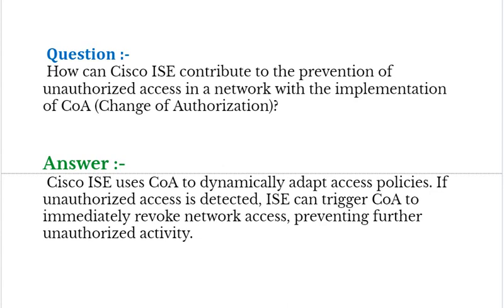Our next interview question is: how can Cisco ISE contribute to the prevention of unauthorized access in a network with the implementation of CoA, that is, change of authorization? Your answer should be: Cisco ISE uses CoA to dynamically adapt access policies. If unauthorized access is detected, ISE can trigger CoA to immediately revoke network access, preventing further unauthorized activity.